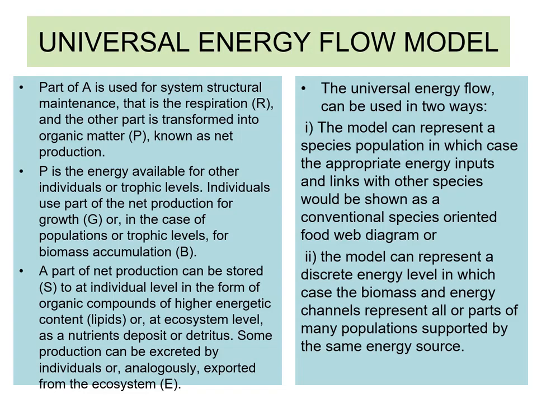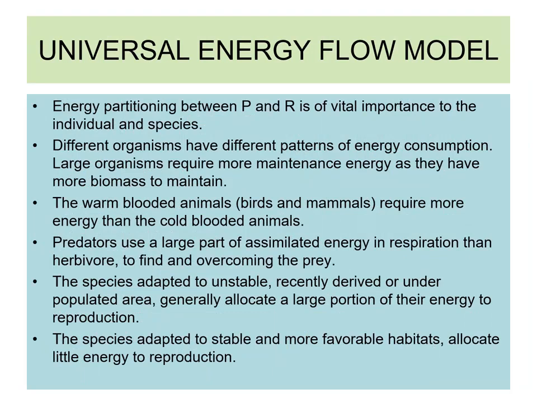So the universal energy flow model can be used in two ways. The model can represent a species population, in which case the appropriate energy inputs and links with other species would be shown as a conventional species-oriented food web diagram, or the model can represent a discrete energy level, in which case the biomass and energy channels represent all or part of many populations supported by the same energy sources.